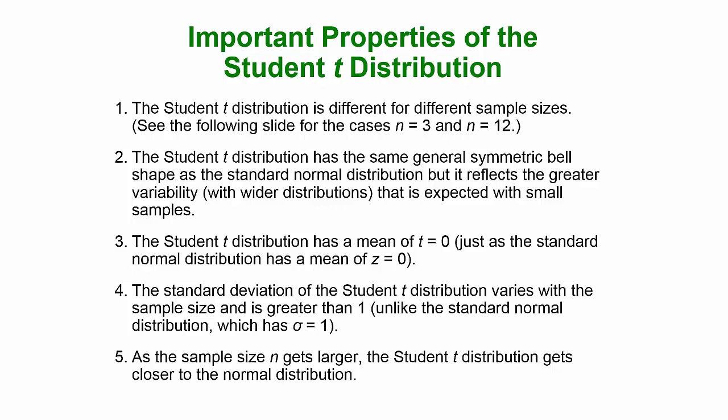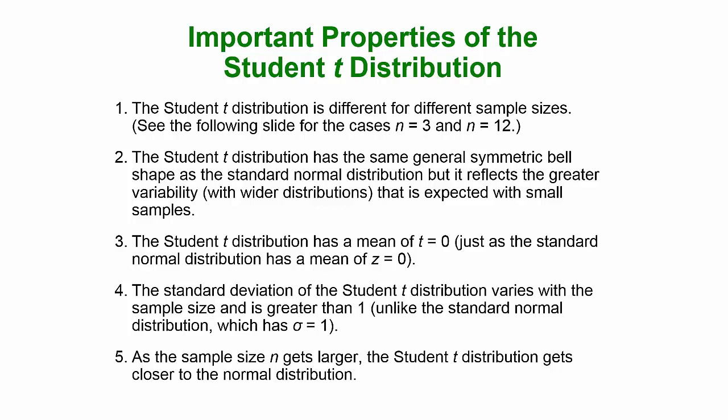So here are some important properties of the student T distribution. The student T distribution is different for different sample sizes. So we'll show that on the next slide for when we go from a sample of 3 to a sample of 12 and how that affects our student T distribution.